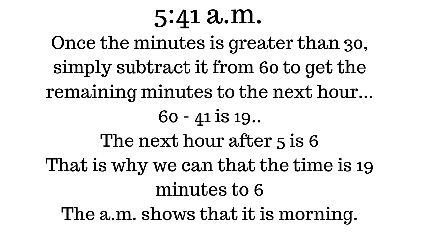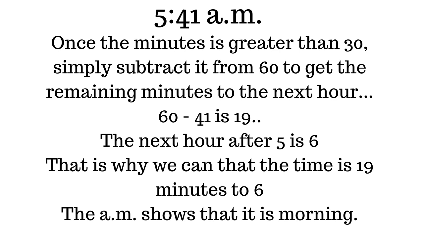Why is it to 6? Because the hour here is 5. So the time is 19 minutes to 6. Once the minutes is greater than 30, simply subtract it from 60 to get the remaining minutes to the next hour. 60 minus 41 is 19. The next hour after 5 is 6. That is why we can say that the time is 19 minutes to 6. The AM shows that it is morning.